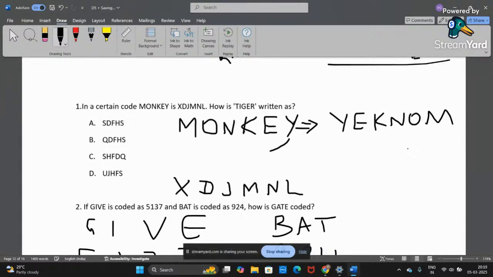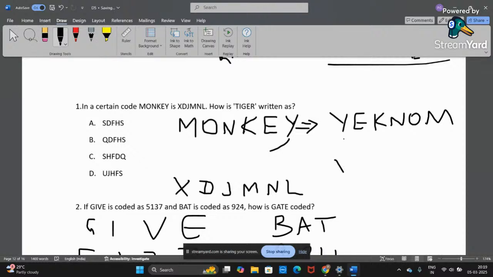Let's check it out. Is there any relation between Y and Z? Yes. Okay, between Y and X, what is the relation here? One letter is the previous letter. They have taken the previous letter.